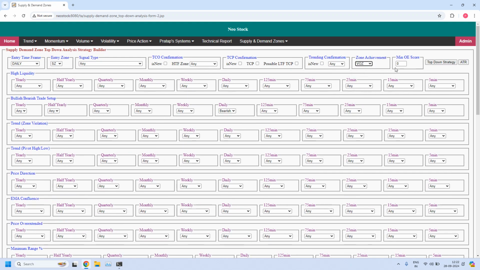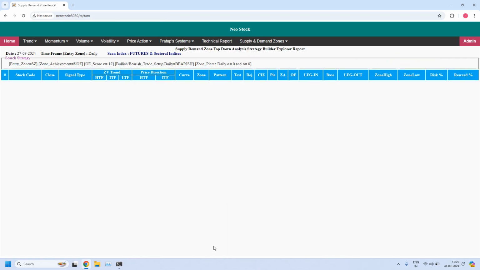Zone achievement should be violated, opposing zone, minimum order enhancer score 12. All the 3 filters are applied to daily supply zone. Now let's verify. So none of the stocks, that means currently we don't have any bearish trade setup monthly income trade stocks.